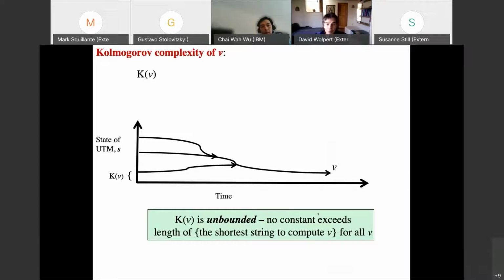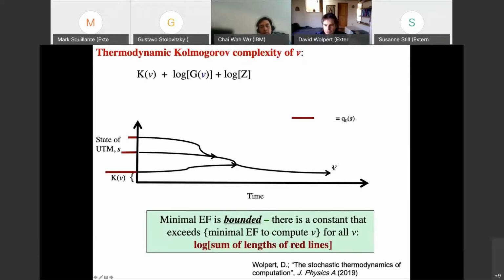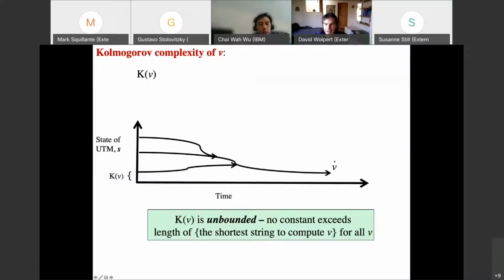So here are some of the really cool facts about that thermodynamic Kolmogorov complexity. Let's say very schematically, here's time, the iterations of your Turing machine. Here's the state space of the Turing machine. Here is your desired output string, and the Kolmogorov complexity is the smallest input that would cause your Turing machine, evolving through its state space, to get there and halt. This famously is unbounded. There is no constant that exceeds this value for all possible v's.